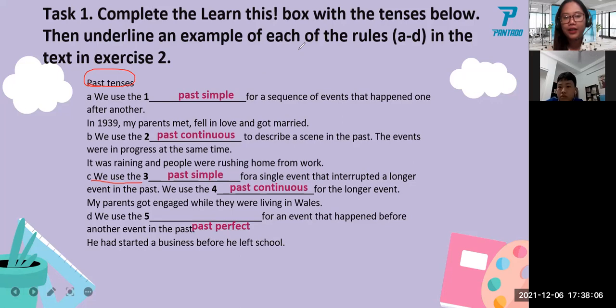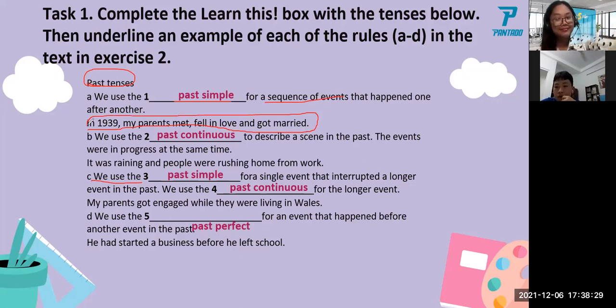Now we used past simple. When do we use past simple? We use the past simple for a sequence of events that happened one after another. For example, this is an example of past continuous. Past continuous describes a scene in the past. The events were in progress at the same time.